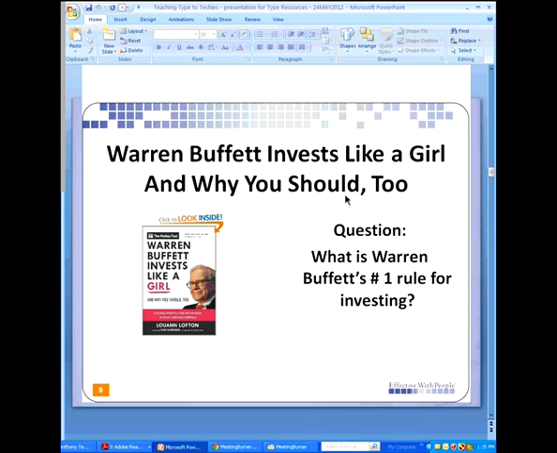I use this in the stabilizer portion of temperament theory. Warren Buffett, Invest Like a Girl, and Why You Should Too. That's a very real best-selling book title. And I asked them the question, what is Warren Buffett's #1 rule for investing? Warren Buffett's not an improviser. He's not a gunslinger on Wall Street.